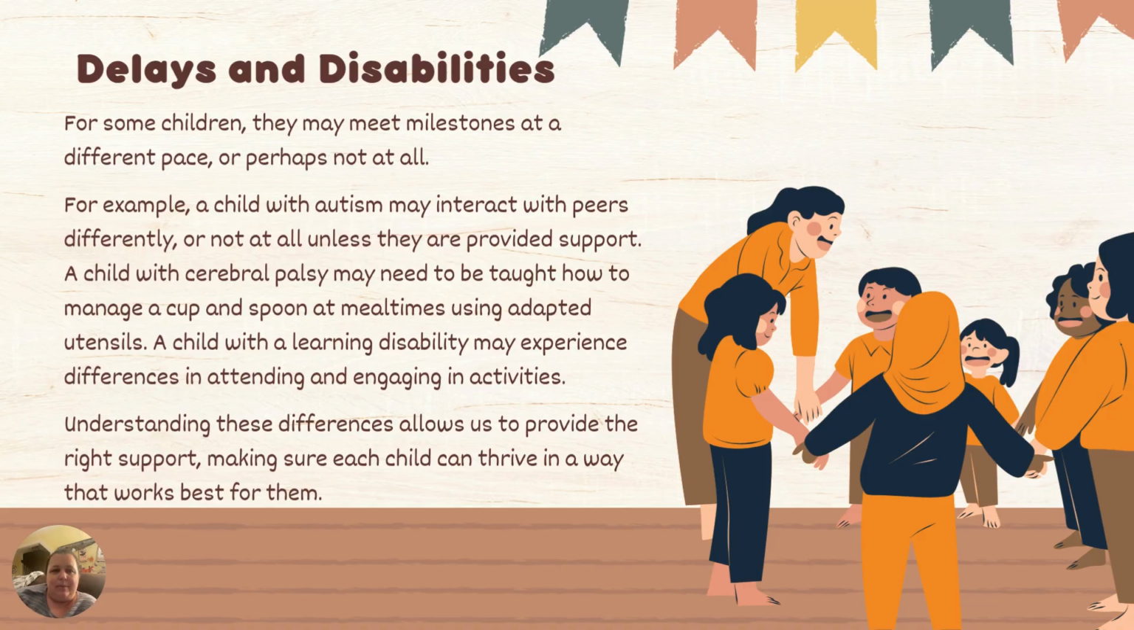So for delays and disabilities, well, some children may not meet milestones at the same pace, or they might not meet them at all. And in early childhood, that can be something you won't necessarily know until much later in a child's life. But some examples are a child with autism who may not interact with peers or may do it in a different way unless they get the support they need to be able to do that in a way that works for both children. A child with cerebral palsy may need to be taught how to manage a cup and a spoon at meal times using adapted utensils.